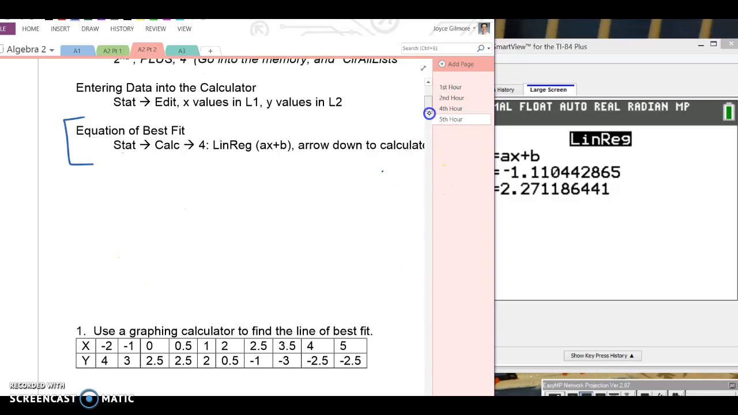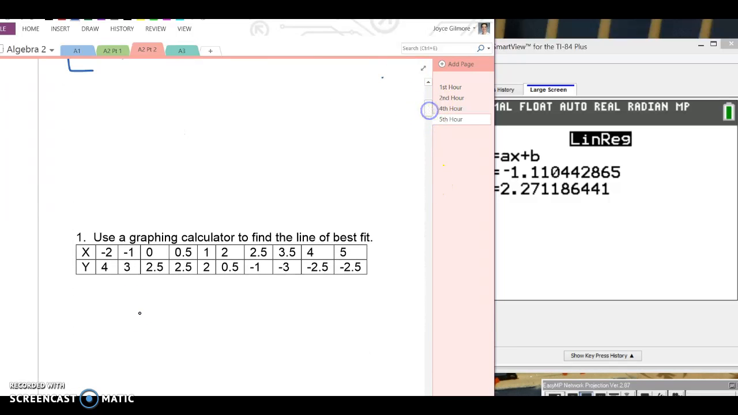So for our data right here, our equation is y equals negative 1.11x plus 2.27. Because this is a statistical line of best fit, it is likely going to be crazy decimals. You can round as you see fit for your equation.